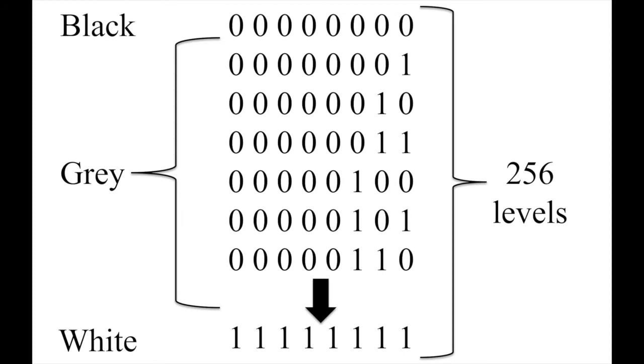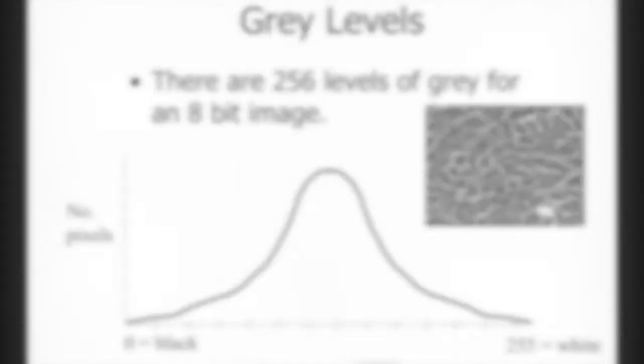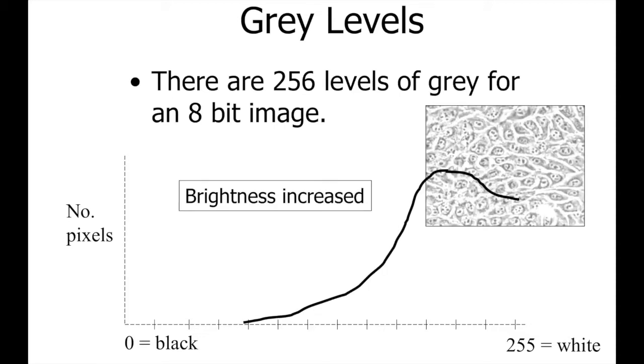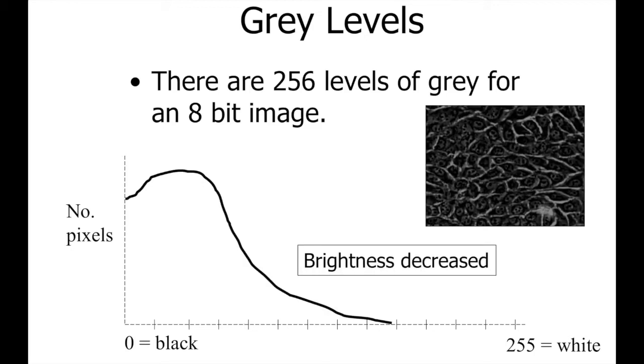Well, this is how the computer interprets gray levels for an 8-bit image. There's 256 combinations of zeros and ones between black and white. That's represented as a histogram for an image such as this one, which is another cell culture. If you were to increase the brightness, then effectively what you're saying to the computer is to move those values on the right-hand side of the histogram until they are in that 255 range. Alternatively, if you decrease brightness, then you're pushing the histogram towards the left.